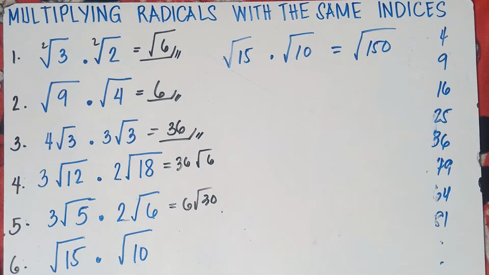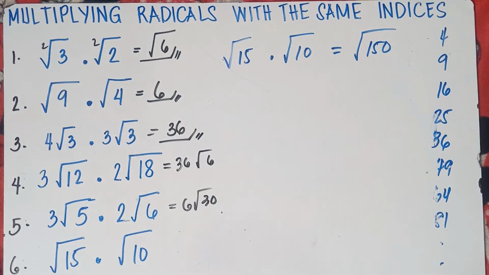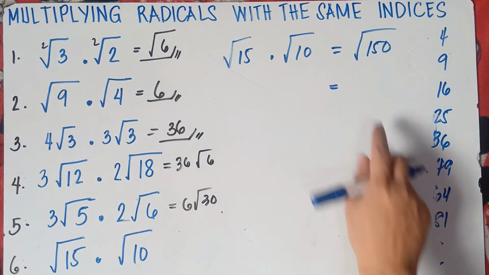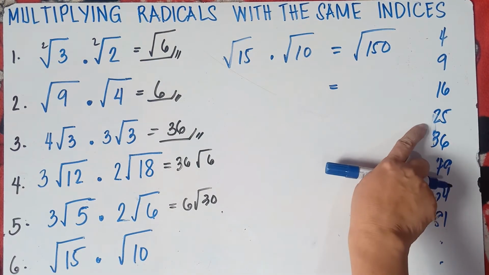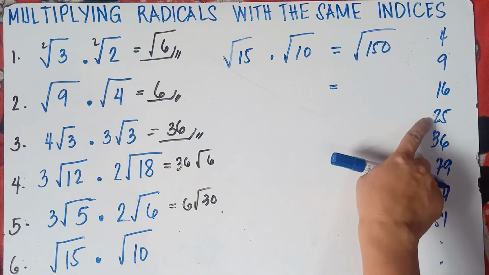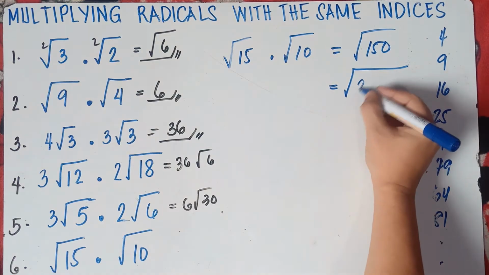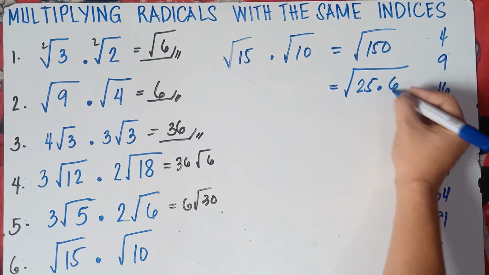Alright, so can we simplify square root of 150? You find two numbers that when you multiply them, you will get 150. One number is a perfect square, the other is not. So we can simplify this by dividing 150 by 25, right? Okay, so 25 is a perfect square. Therefore, we can simplify this by 25 times 6, right?